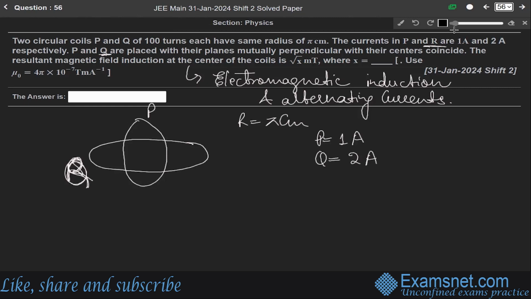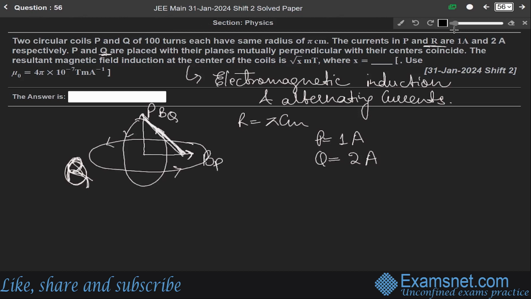It means if the current is flowing in anti-clockwise direction in coil P as well as in coil Q, so from the right-hand rule, the magnetic field is in this direction for P and the magnetic field is in this direction for Q. So this is the magnetic field due to Q coil and this is the magnetic field due to P coil. Okay, we have to find their resultant magnetic field. So the resultant magnetic field will be this.